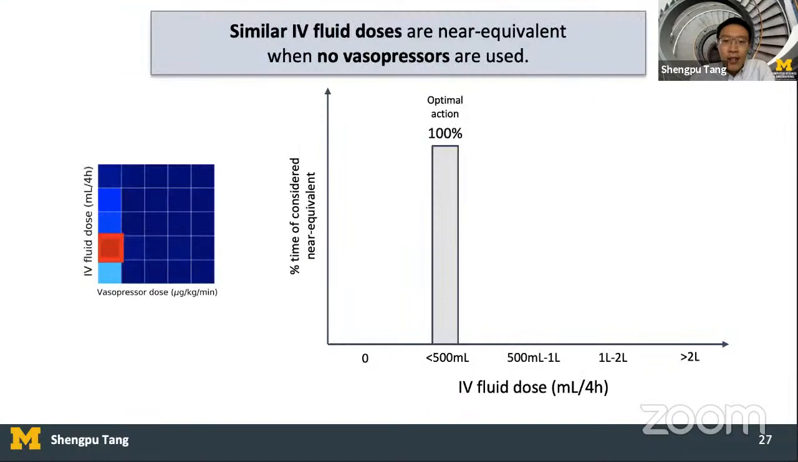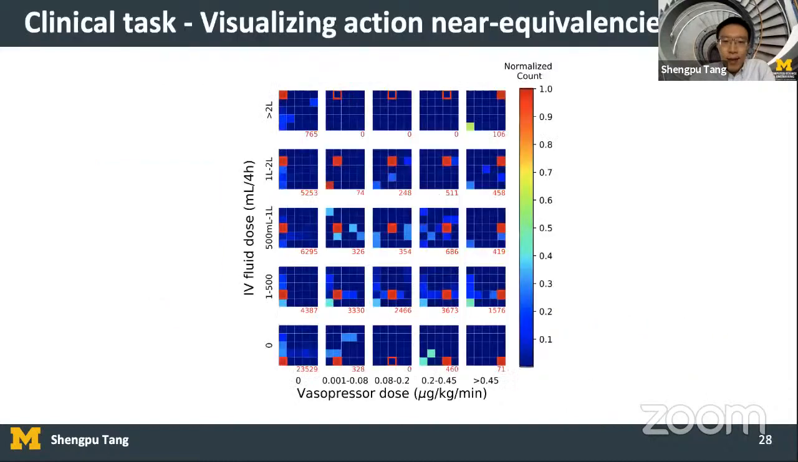We see that the action itself is always included in the near equivalent set. And about 35% of the time, using no IV fluids is considered near equivalent. And we see this distribution for larger doses of IV fluids, which makes clinical sense. Here's the overall picture of the result.